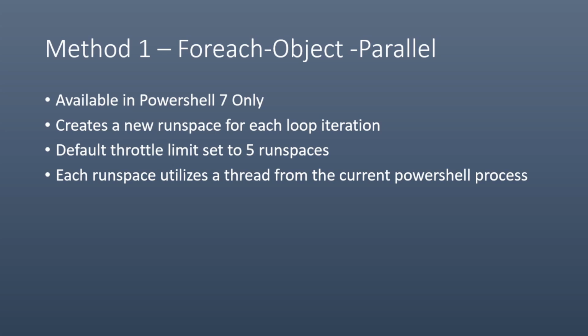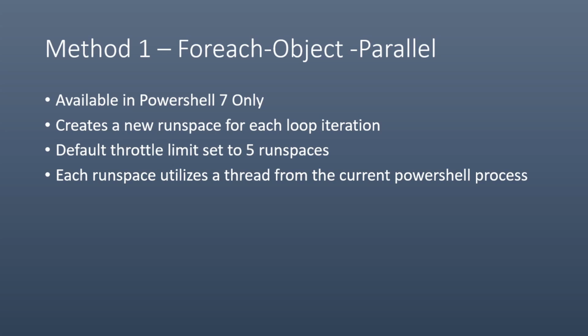So if you have 10 computers that you want to contact, it'll basically do it in 2 groups of 5. And so basically the 5 run spaces get created. When one of them finishes, the next computer on the list can jump into that run space. And so basically you have 5 run spaces going until you have worked through all of your computers. So it's keeping 5 computers open at a time.